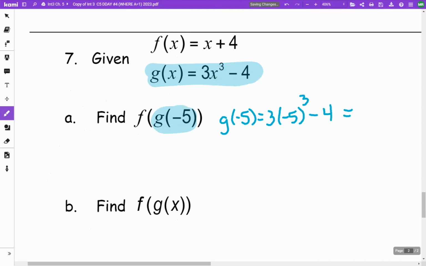If I'm doing it by hand, it's going to be 3 times a negative 125 minus 4. So that's going to be 3 times a negative 125, which is going to be negative 375 minus 4, which is going to be a negative 379. Okay, but this should be on the calculator portion, so you can put that into your calculator.